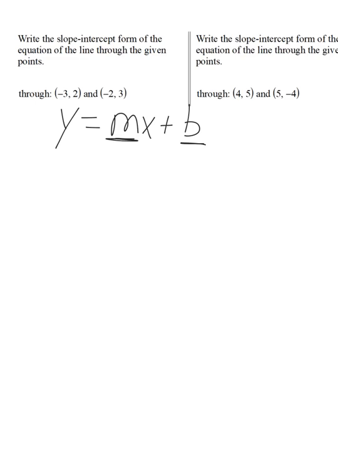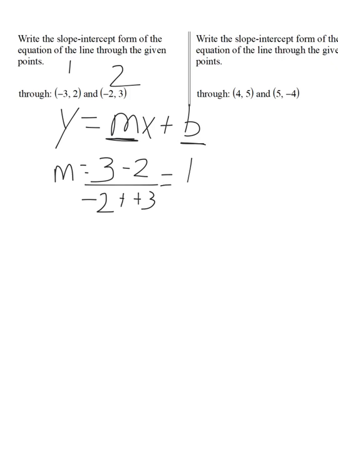So on my first example, I'm going to think my slope is equal to, I'm going to call these my first x and y, and these my second x and y. So I'm going to go second y, take away first y, which is 2. And now I'm going to go second x, take away first x, which is negative 3. So on top, I get 3 minus 2 is 1. On bottom, negative 2 plus 3 is 1. So my slope is 1 over 1, or 1. So now I know my slope is 1.